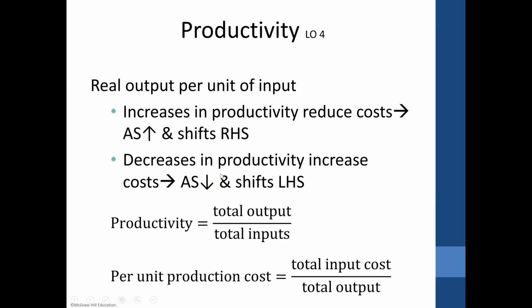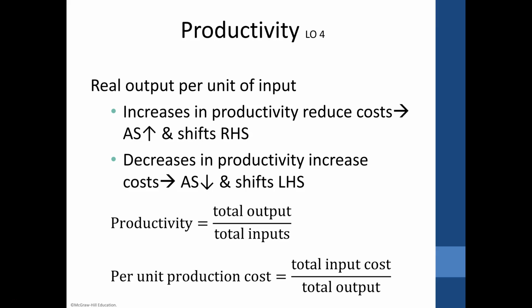All right. Second item, second factor or shifter of aggregate supply is productivity. Productivity is like how effective, how efficient the input is to produce. Whenever there's an increase in productivity, of course, that will reduce the cost. Positive shock to aggregate supply, shifted right-hand side, while a decrease in productivity decreases aggregate supply, shifts left-hand side.